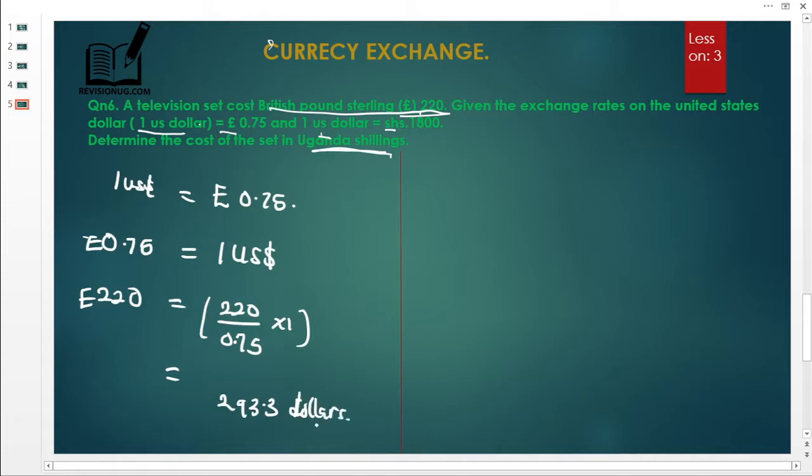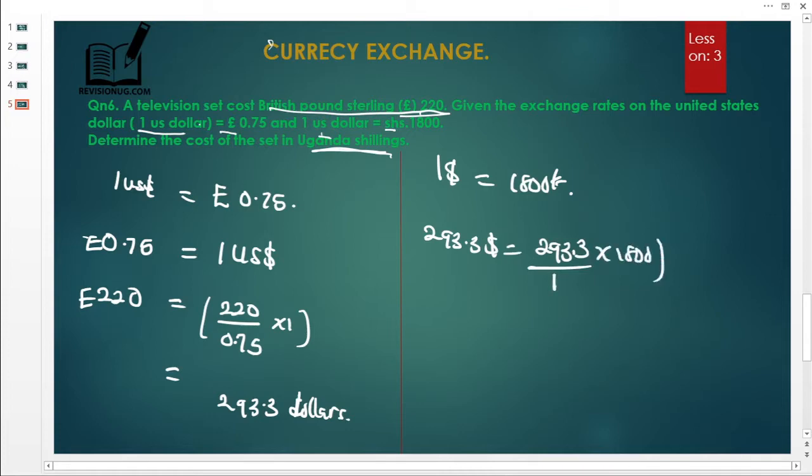Then we are going to convert these dollars into shillings. $1 here is equivalent to 1,800 shillings. Then how about 293.3 dollars? They are going to give us 293.3 over 1, times 1,800. It is going to be in Ugandan currency, that is shillings. So we multiply by 1,800, and we come up with 528,000 shillings.